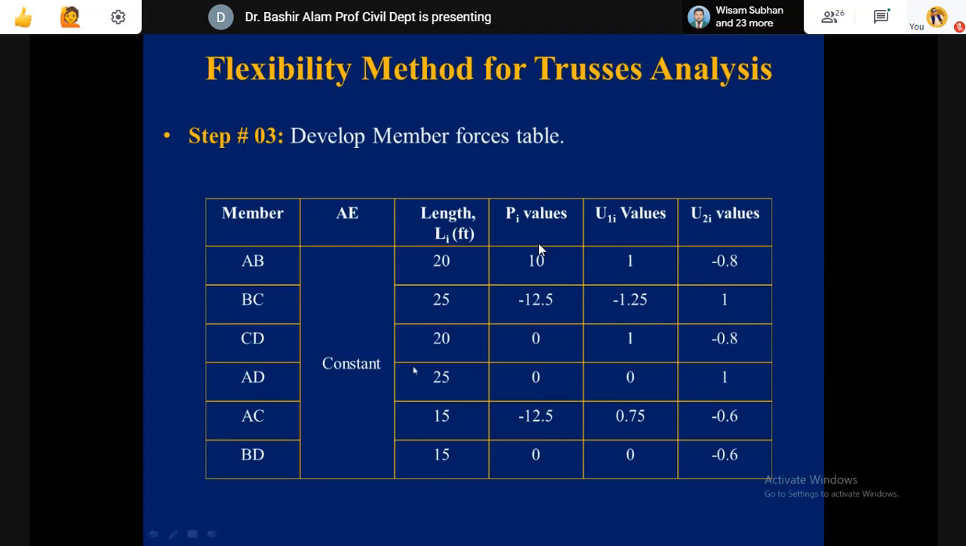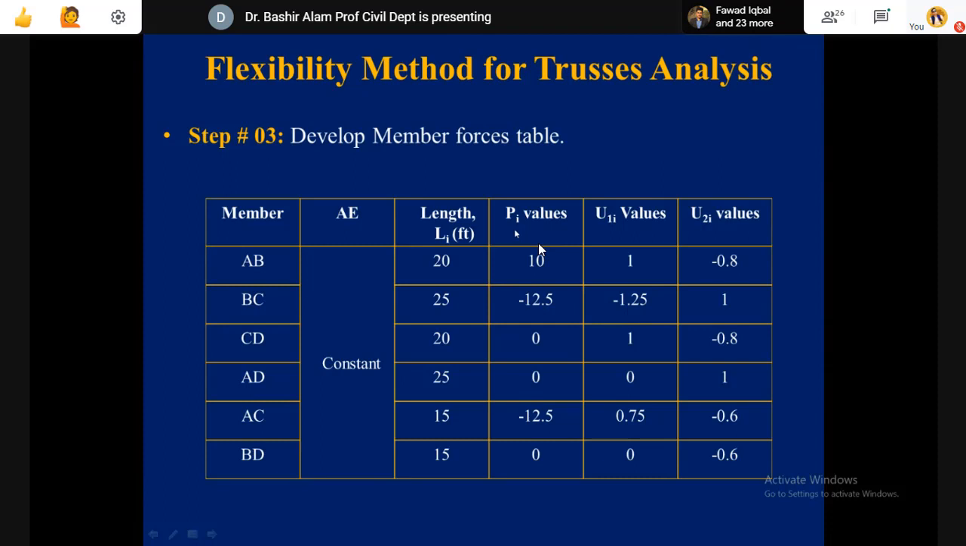Now, our DRL1 will be a combination of this P and U1 value, the product, and then summation of all these members, P U1 multiplied by L divided by AE. So from these first columns, you can complete your DRL1 value.